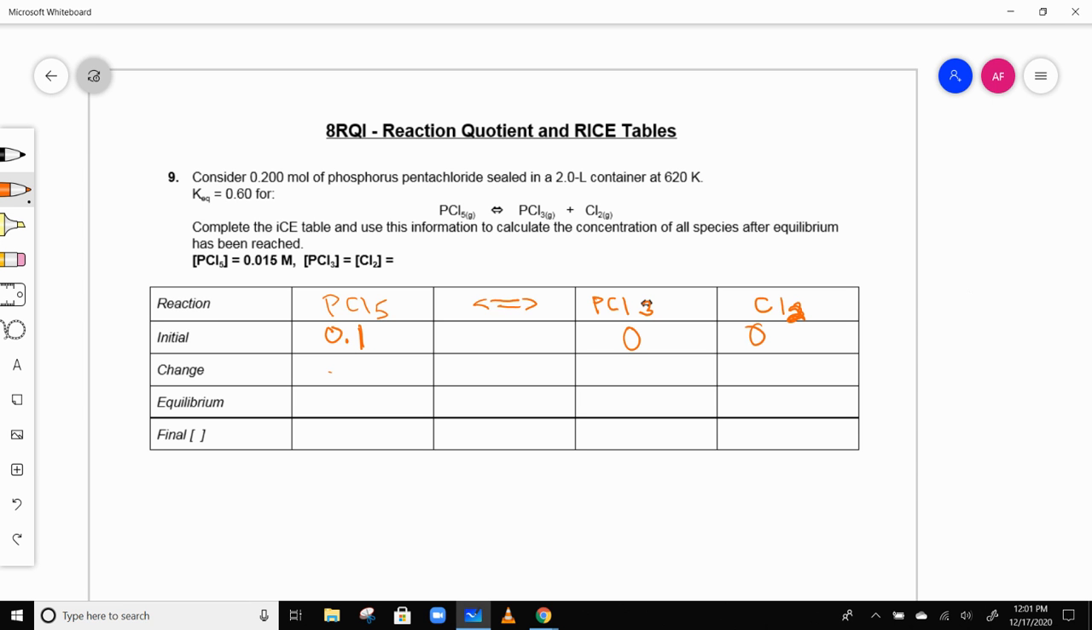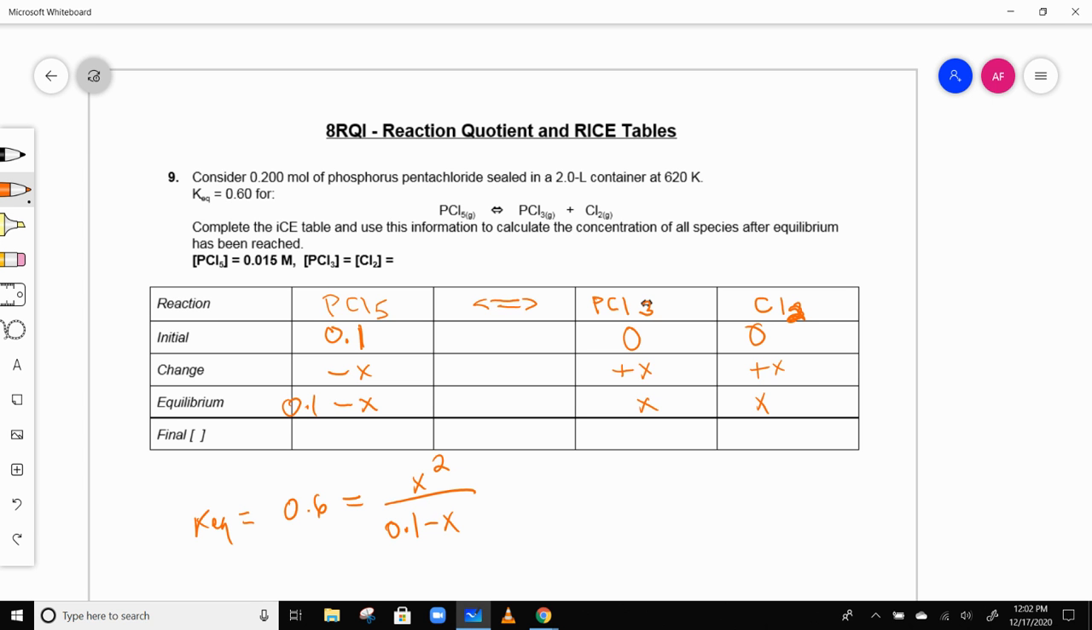So this is minus x, plus x, plus x. So these are both going to be x, and this is going to be minus x. So when we set up our KEQ statement, KEQ equals 0.6, and that's equal to the products, x squared, over the reactants, which is 0.1 minus x. Okay, and you'll see that now we can't use that square root method here. We can't take the square root of both sides. It doesn't work. And that's going to happen a lot of times.